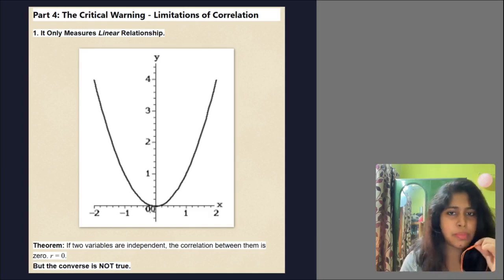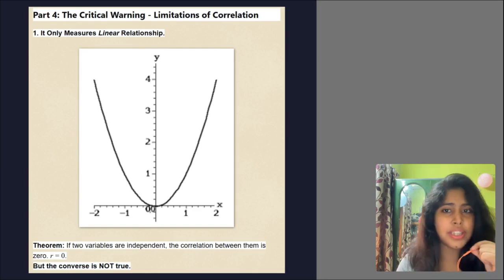As you can see, this parabola, look at this. This is a perfect relationship, y is equal to x squared. But if you calculate the correlation coefficient here, r, it will be 0. This is the number one key takeaway. R equal to 0 does not mean no relationship. It only means no linear relationship.